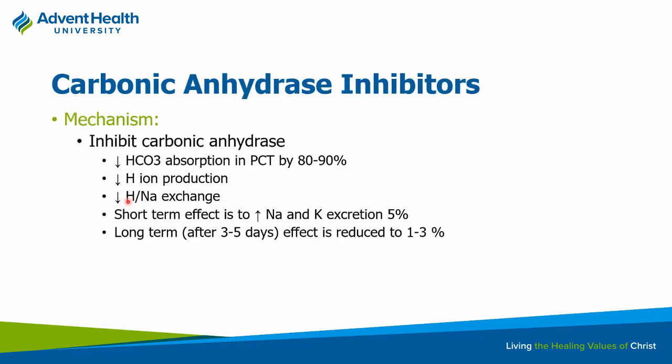Let me just finish up the diuretic section. We're pretty close to the end for this section here. So we've gone through the loop of Henle, the distal convoluted tubule, the collecting duct. Now I want to focus on the proximal convoluted tubule. And here we have the carbonic anhydrase inhibitors. Now we've actually seen this class of drugs before. Anyone remember where we saw them?